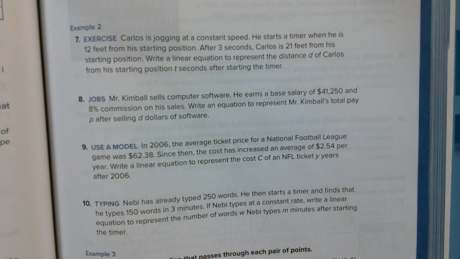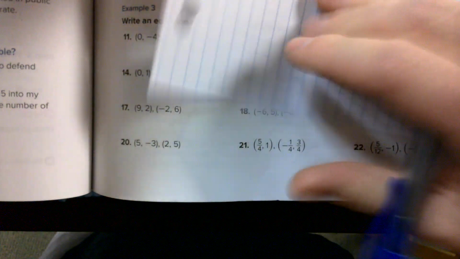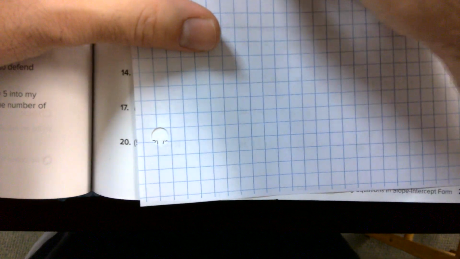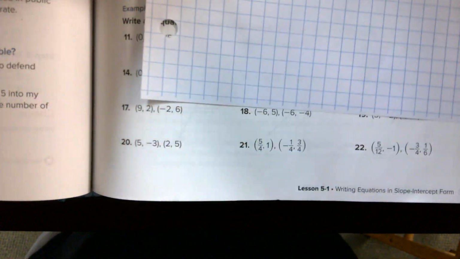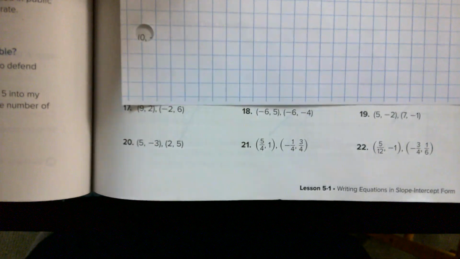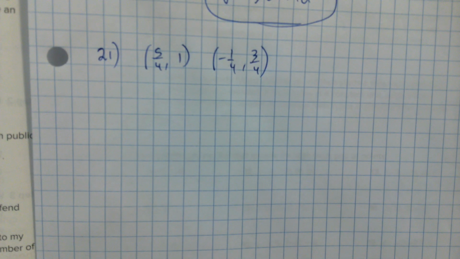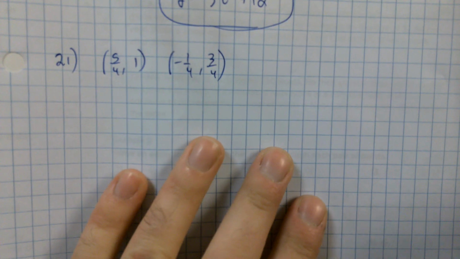Okay. Moving on to number 21. Is it another word problem? No, it is not. Ooh, that's pretty gross. Okay. (5/4, 1) and (-1/4, 3/4). This is number 21. We're going to write the equation. It's going to be messy, but it's all right.